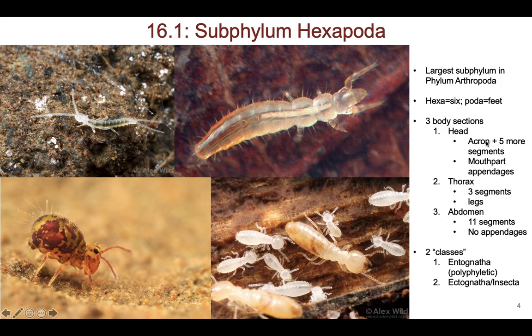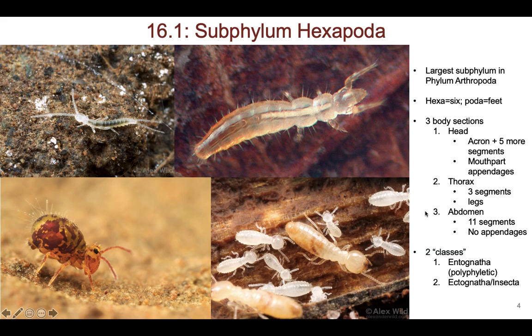The head has this acron, which is the true head segment, plus 5 more segments. This is also where you're going to find the mouth part appendages. The thorax is the middle part of the body. Here, not so easily visible on the springtail, but here. That has 3 segments, and this is where the leg appendages are attached. So actually it's this and this must be part of the thorax for this Proturan. And then they have the abdomen, which has 11 segments and no appendages on it. So if you see legs attached to a segment, then that is part of the thorax in any hexapod.